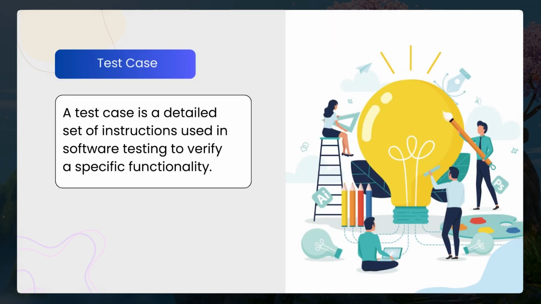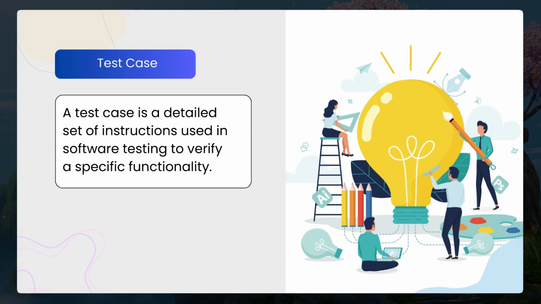What is a test case? A test case is a detailed set of instructions used in software testing to verify a specific functionality. For example, a test case for a login feature might include the input values, preconditions, expected results, and post conditions. By following test cases, quality assurance engineers can systematically test different aspects of software to ensure it meets the required quality standards.